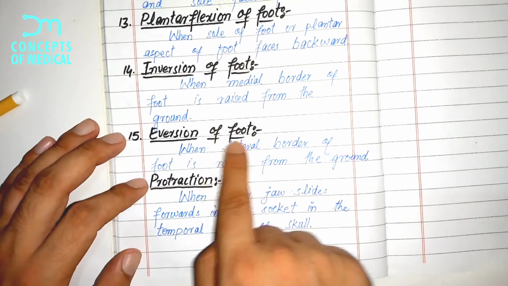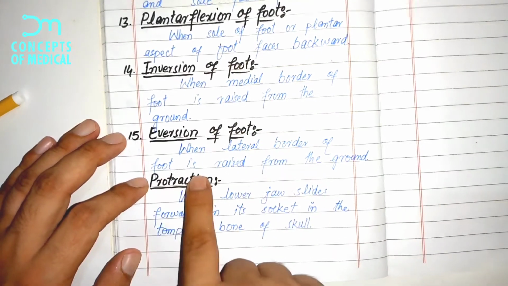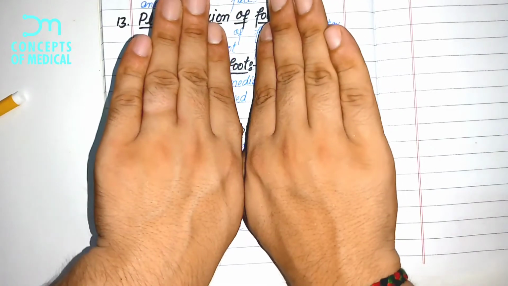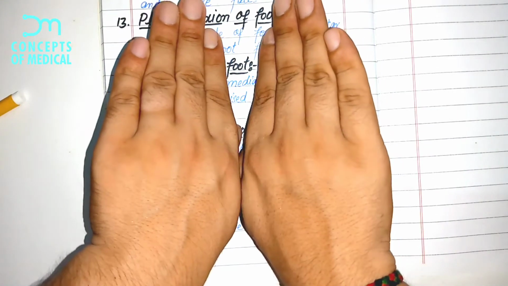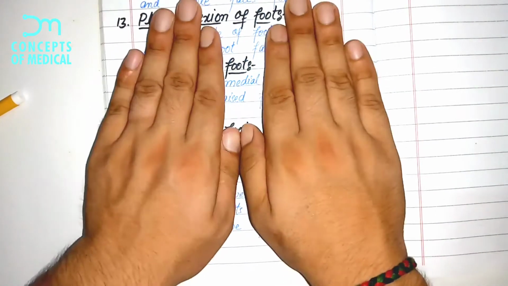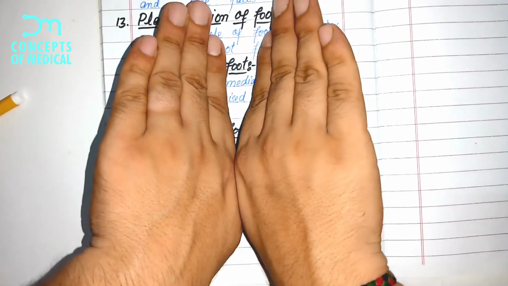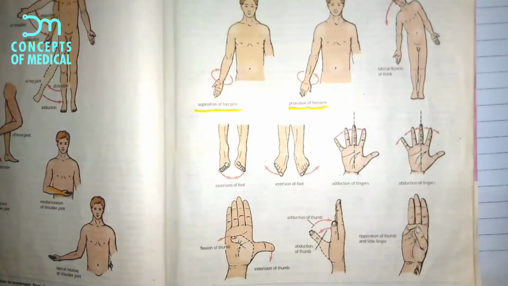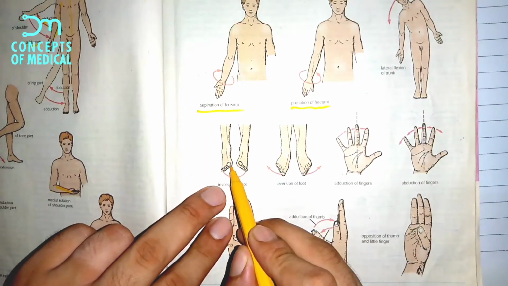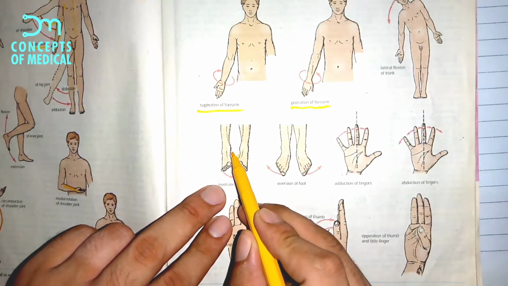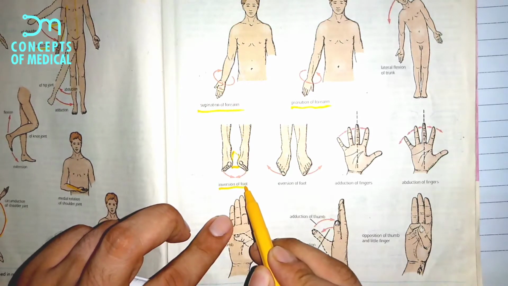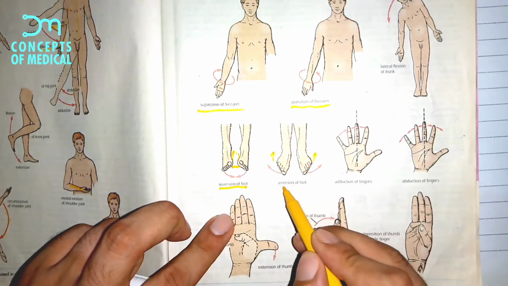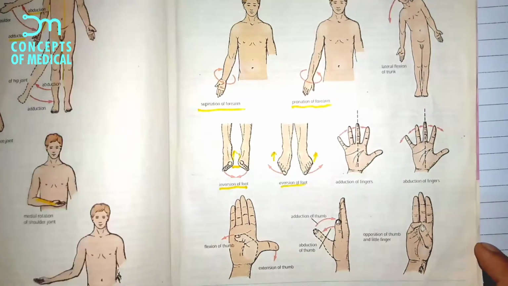And another is eversion of foot. When the lateral border of the foot is raised from the ground, this movement is called eversion. This is inversion and this is eversion. I can show you in this picture. Here, when the medial border of the foot is raised upward, this is called inversion of the foot. And when the lateral border goes upward, this is called eversion of the foot.